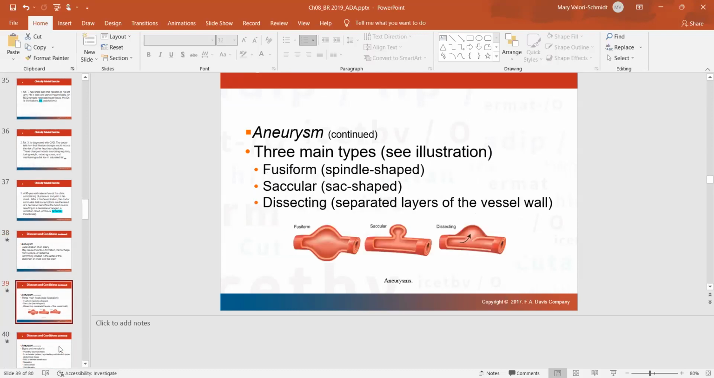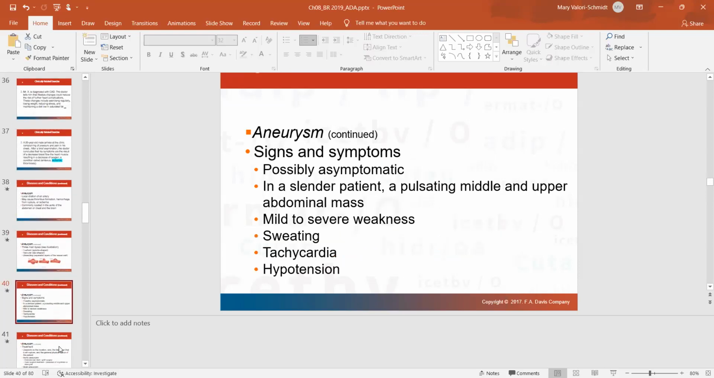So there are three main types. I'm not even going to get into this. Don't worry about it. It's the shape of them that matters. This is not something that you need to know just yet.